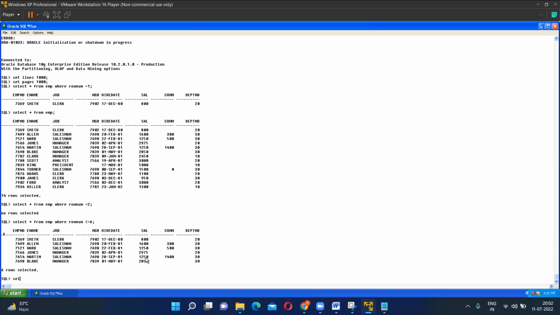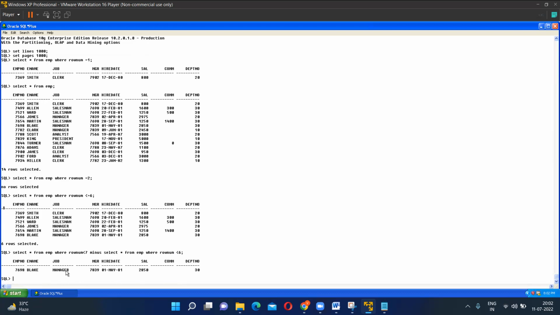What is the query, guys? Select star from EMP where Rownum less than what? 7. Less than 7 means the first 6 records. Minus what? Can you tell me, Kirti, what will be the minus thing? Select star from EMP where Rownum less than 6. Yes or no, guys? So what is the 6th record? Is it Blake? Yes or no, guys? Yes. 1, 2, 3, 4, 5, 6. Is it Blake? Yes.